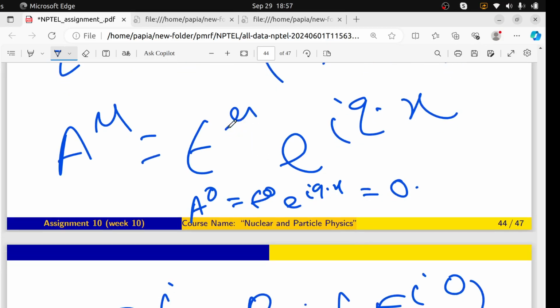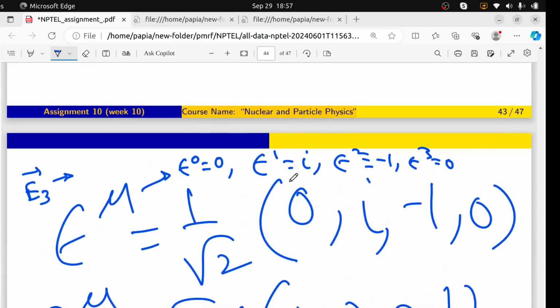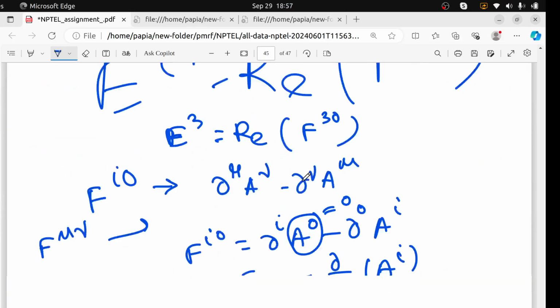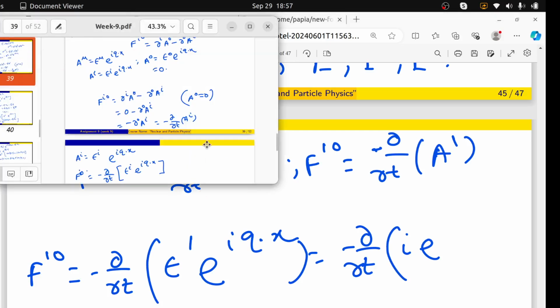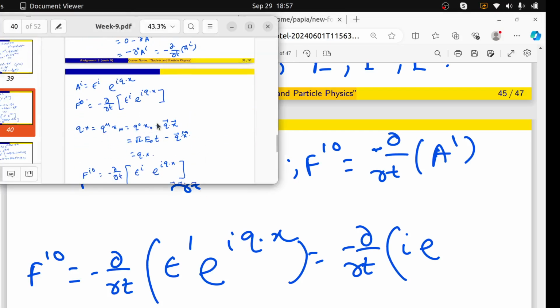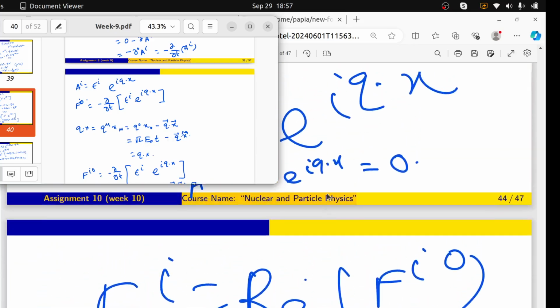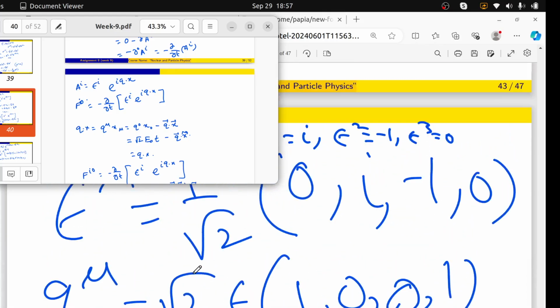Now see, epsilon I is not a 0 here, it is I. So that should be here, minus del t of I, then e to the power I q dot x. I q dot x I have already disintegrated that one, this q0 x0 minus q dot x. So q0 x0, q0 I think it's the same as previous. Let me check here. Yes.